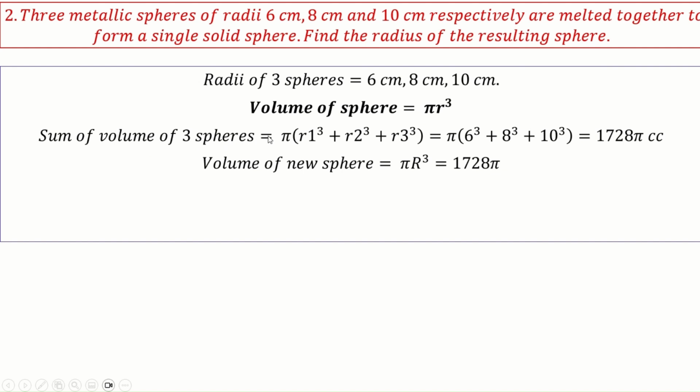Okay, so sum of three spheres is 4 by 3 pi (r1 cube plus r2 cube plus r3 cube), which is equal to this value. Volume of the new sphere is 4 by 3 pi r cube, which is this value. So if you equate them, 4 by 3 gets cancelled anyway, and r is the new radius. New radius of the sphere is the cube root of 1728, which is 12 centimeters.